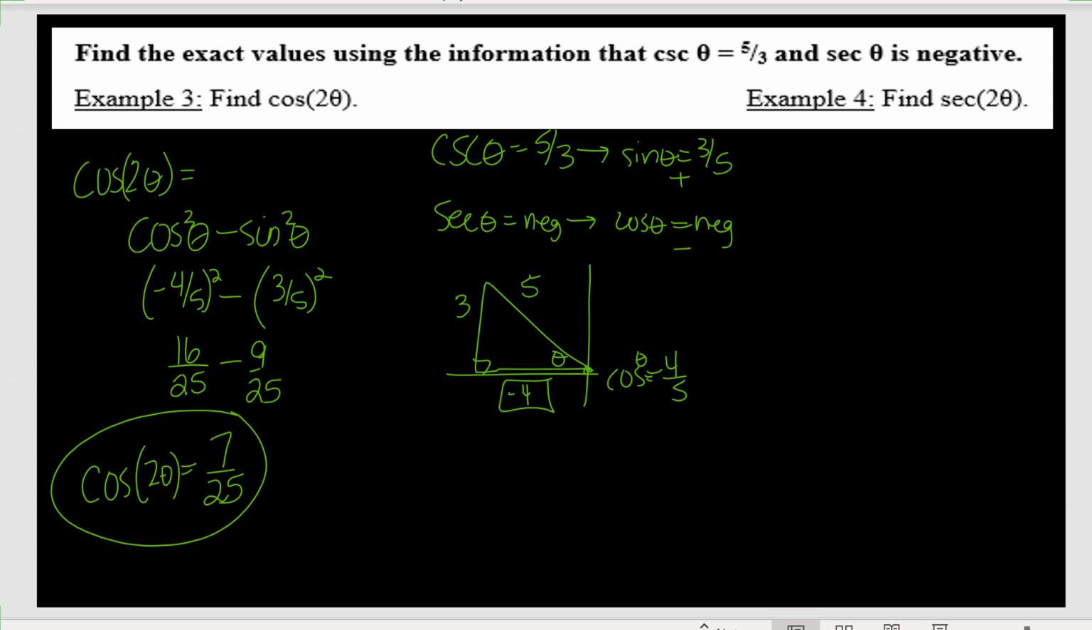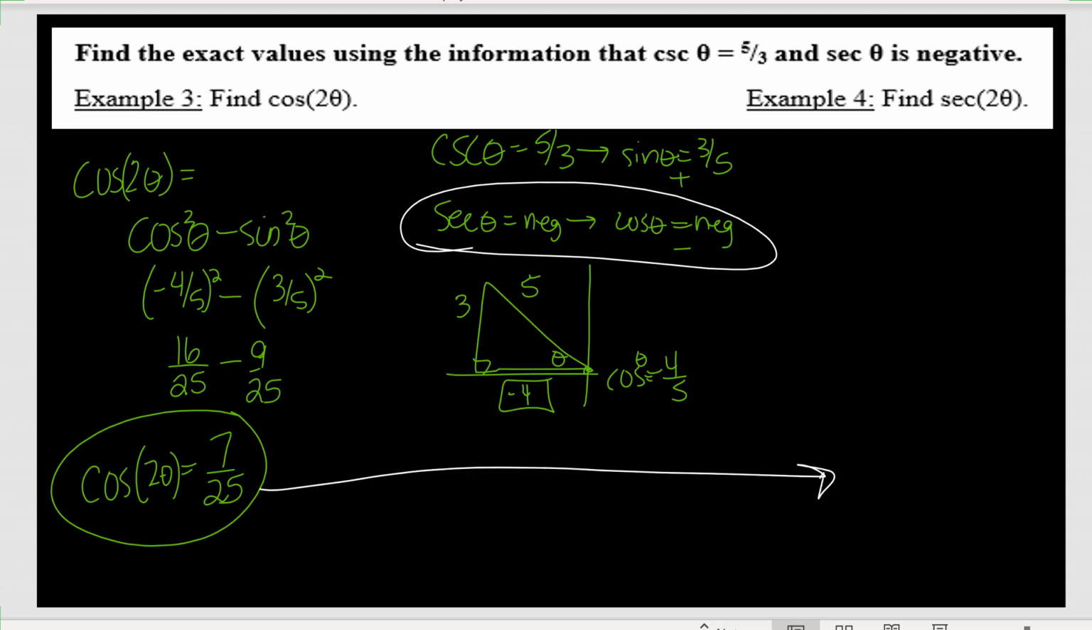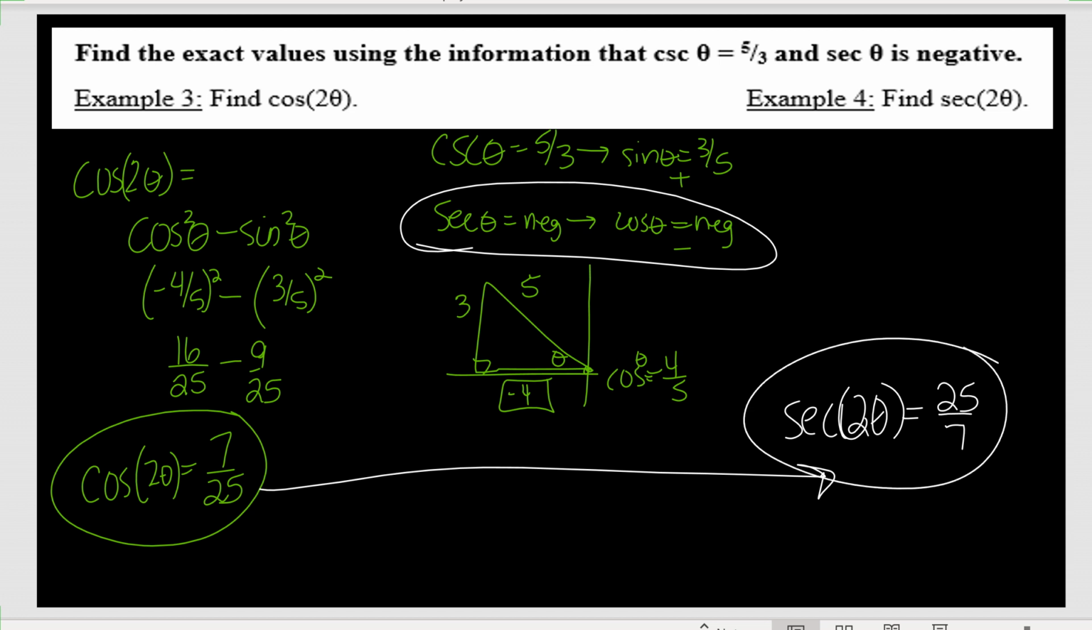Okay, now find secant of 2 theta. Guys, we didn't write a formula for secant, but you know what? We don't need to, because we already know that secant and cosine are reciprocals. Therefore, secant of 2 theta is just going to be the reciprocal of what we got for cosine. So secant of 2 theta will be 25 over 7. We got it. There we go. See, it wasn't that bad.